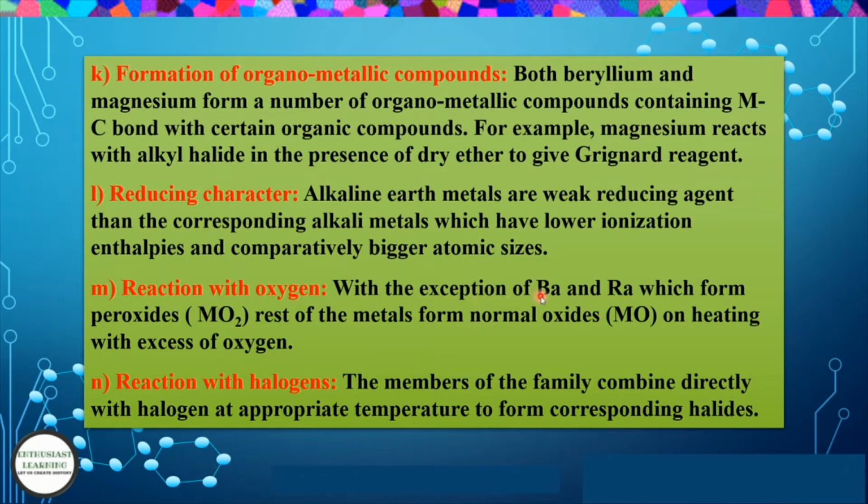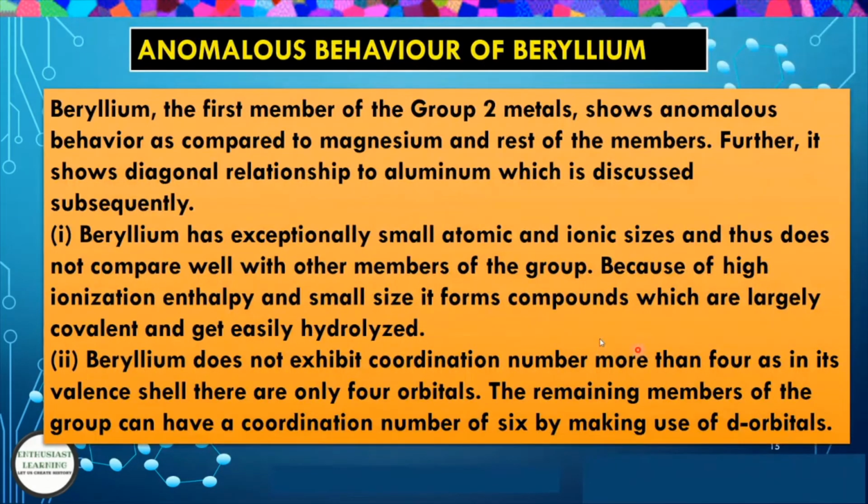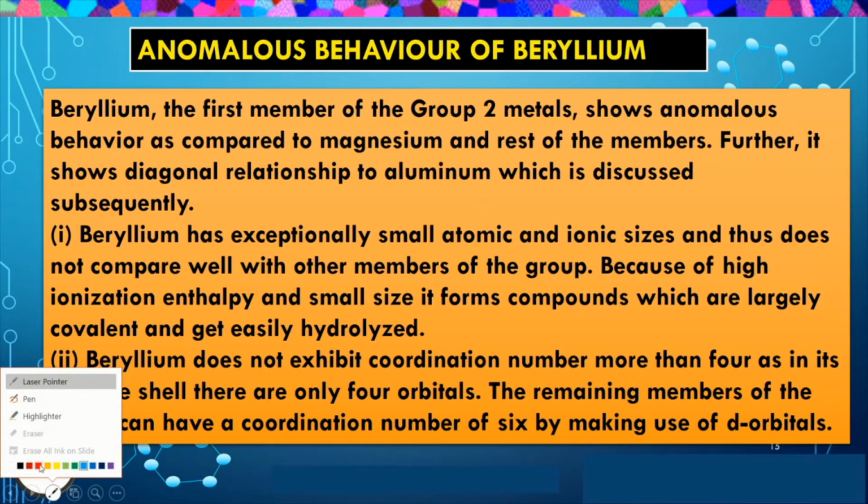Reaction with oxygen. With the exception of Ba and Ra which form peroxides, the rest of the metals form normal oxides on heating with excess oxygen. Reaction with halogens. The members of the family combine directly with halogens at appropriate temperature to form corresponding halides. Anomalous behavior of beryllium.